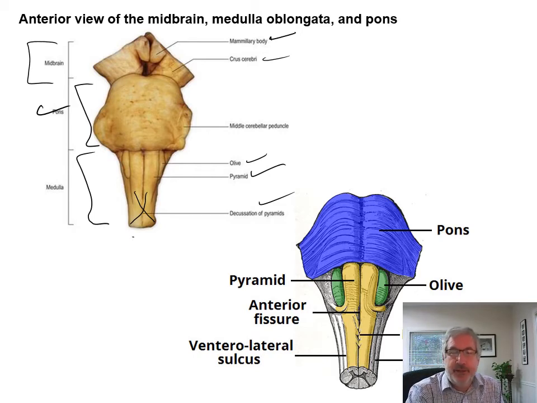So that's a decussation of pyramidal tracts. So here it is in color. You have the pons, the pyramids, or the pyramidal tracts. You see this fissure down the middle down here. That's called the anterior fissure.